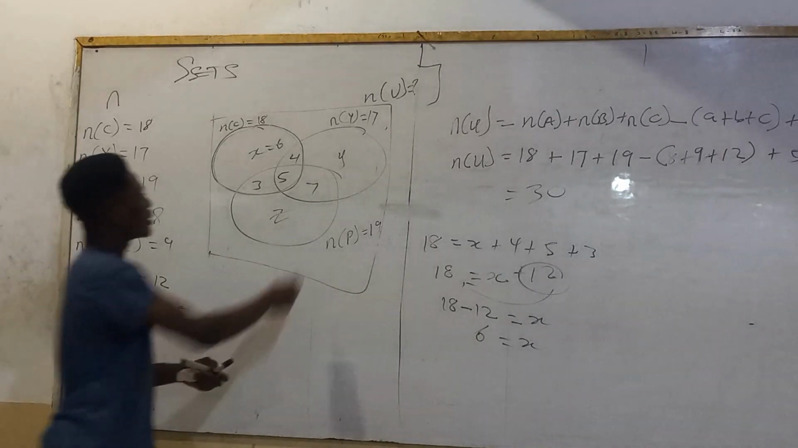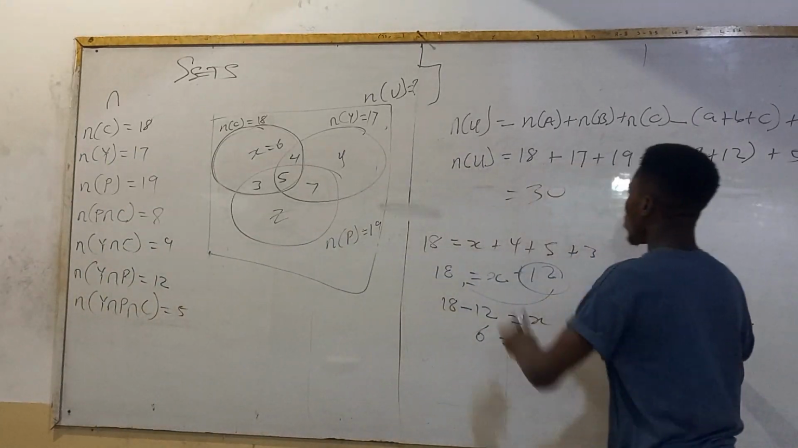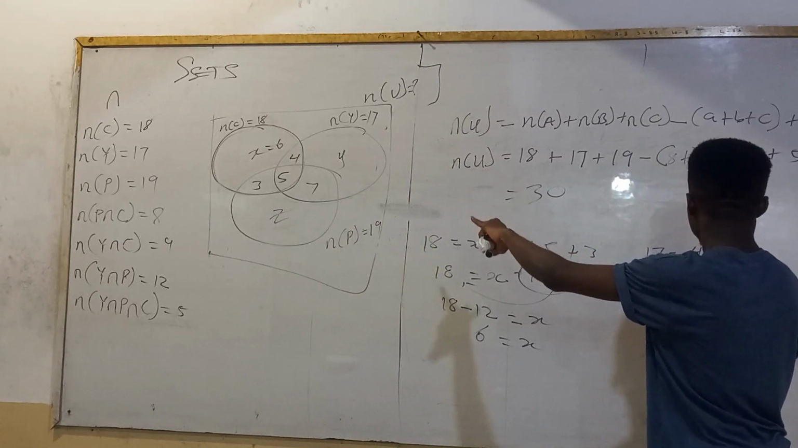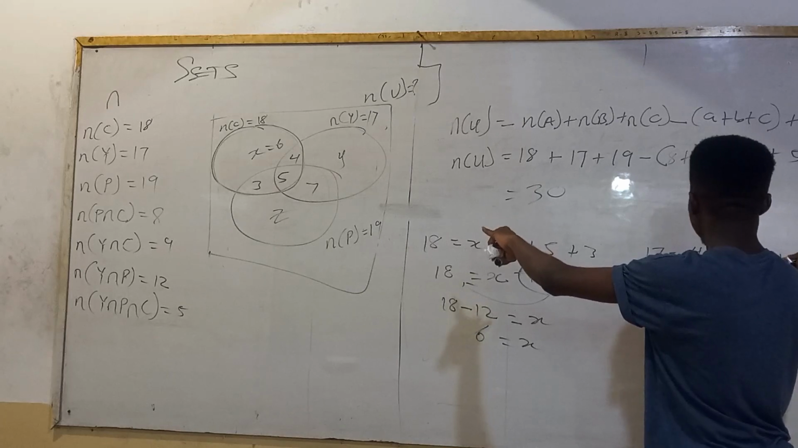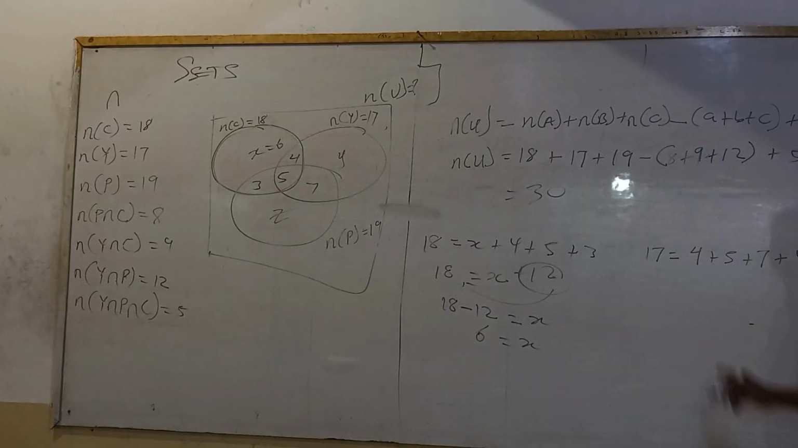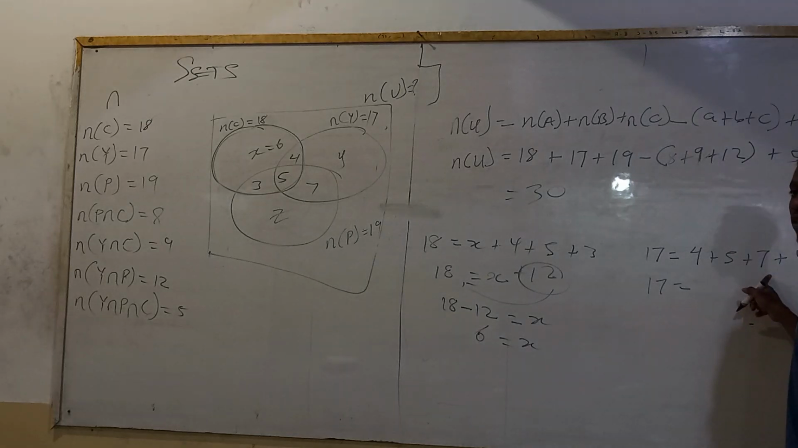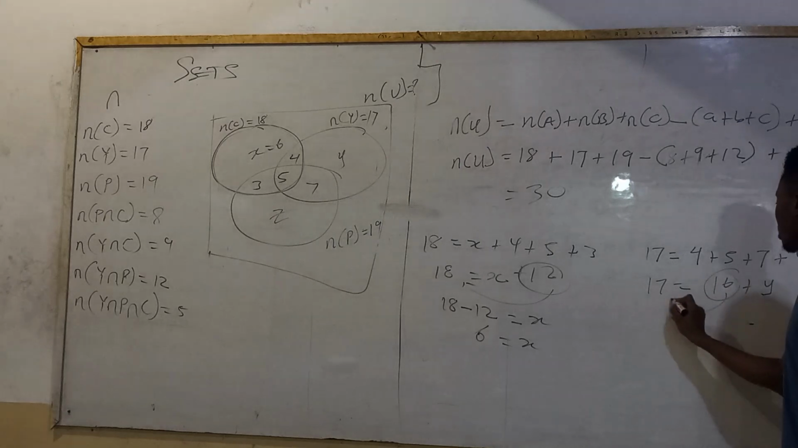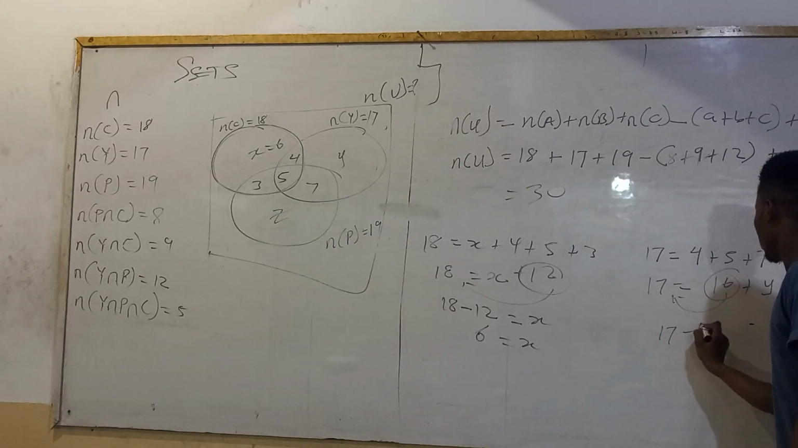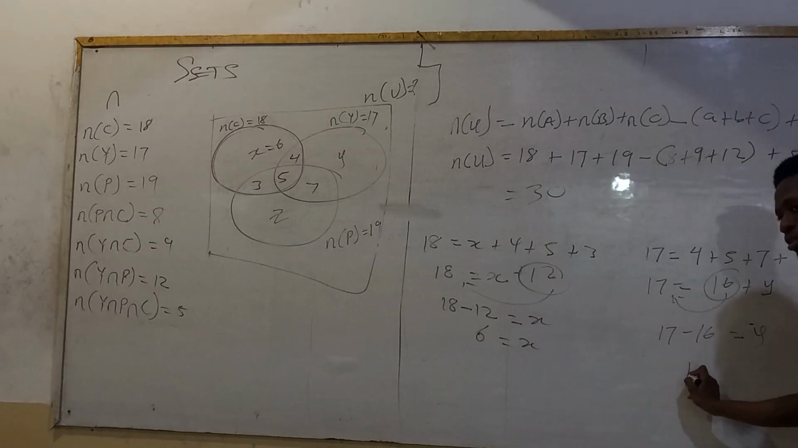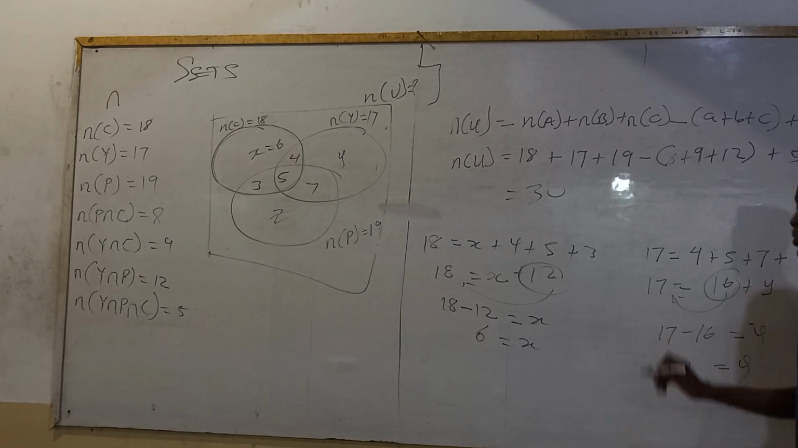Okay. Then you do the same thing for y. So y, 17 is equal to what? 4 plus 5 plus 7 plus y. 4 plus 5 is 9, plus 7 is 16. So 17 is equal to 16 plus y. We bring it here. y is equal to 17 minus 16, so that's 1. So y is 1.